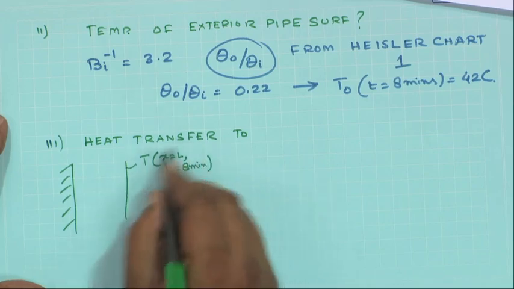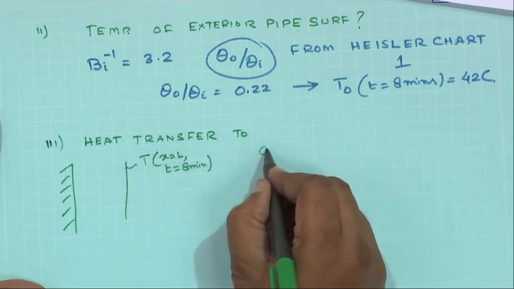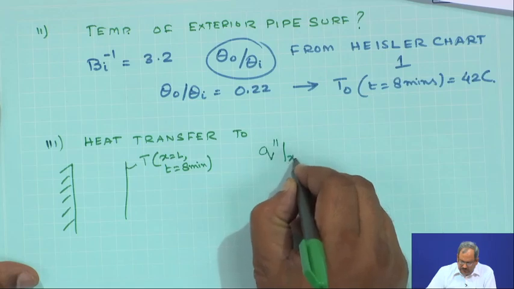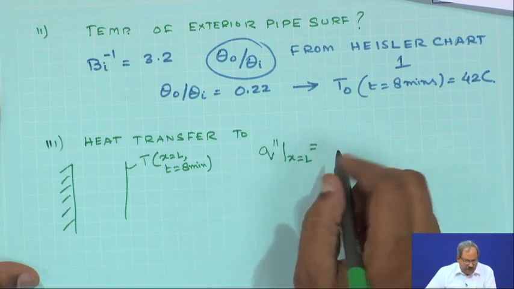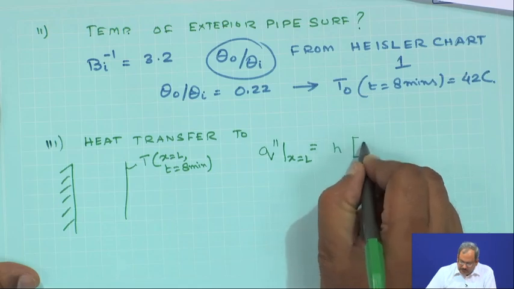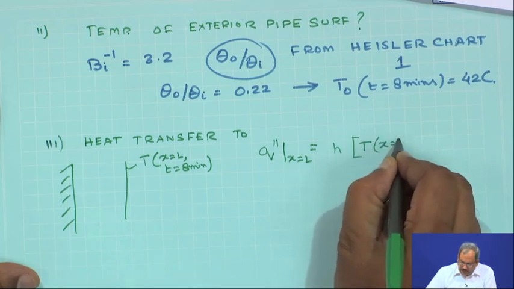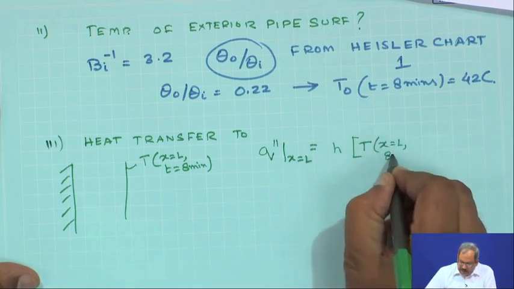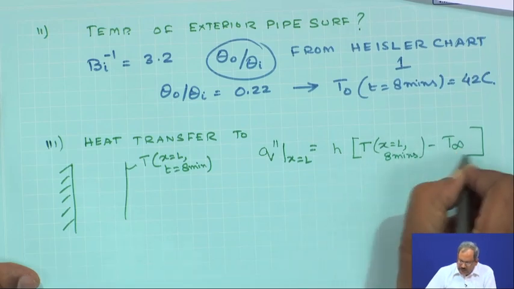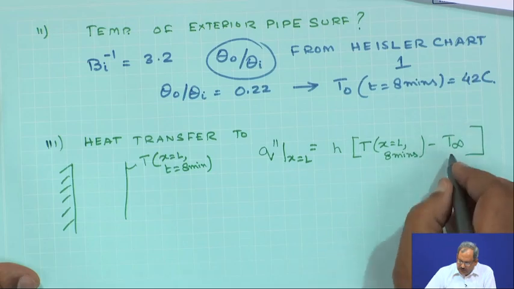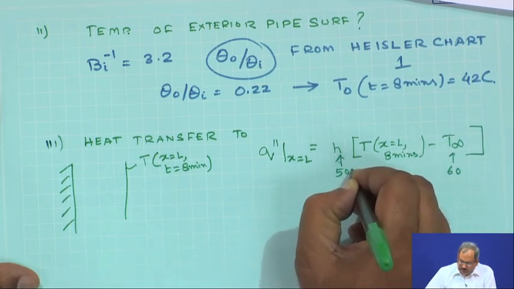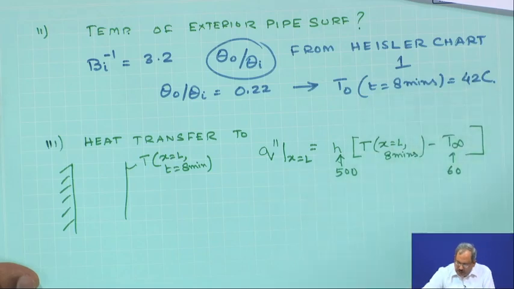If I can find this, then the heat flux at x equals L would simply be equal to h times the temperature at x equals L at 8 minutes minus T infinity, where T infinity is that of the oil. So, this is 60, and h is provided as 500. Now, we have to find this. How do you find this?